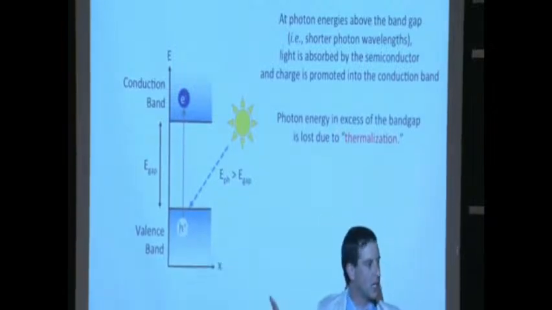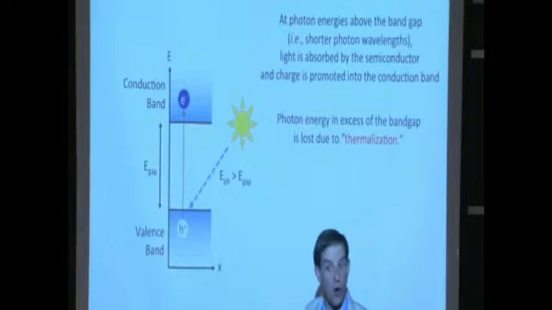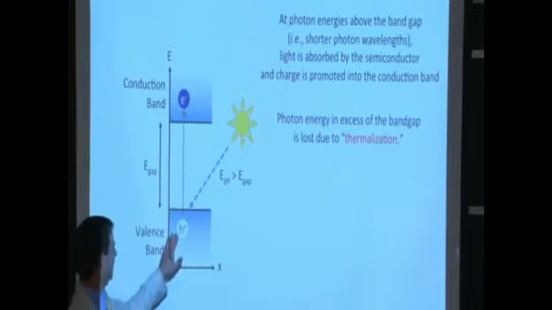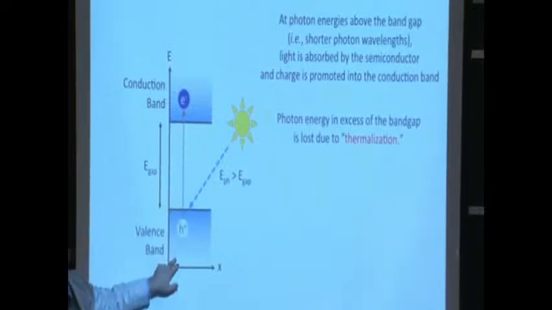Who did the reading and knows what that H plus represents? Yeah, a hole. So what is a hole? Well, it's just what it sounds like. It's the absence of an electron. There used to be an electron here, now it's up there. It left behind a hole.